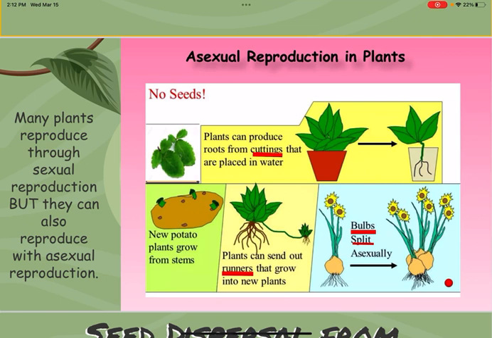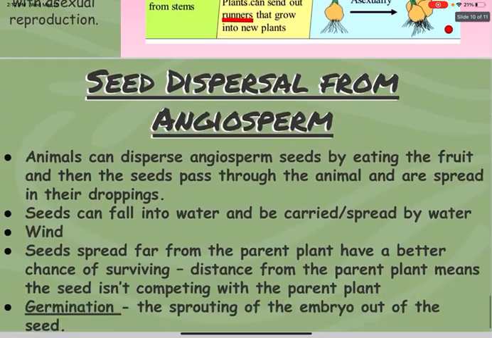If you leave a potato in your cabinet for too long and it starts growing that stuff, that's considered budding, which is another form of asexual reproduction. So remember that if it's from a part of the original plant, it's asexual. If it is pollination, even if it's self-pollination, it is sexual reproduction.